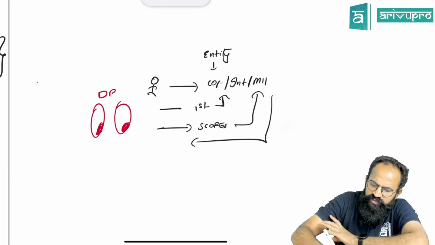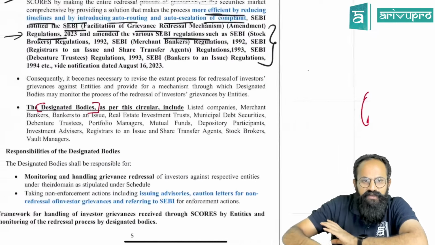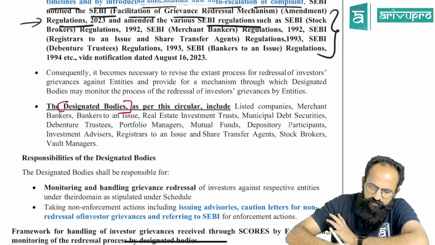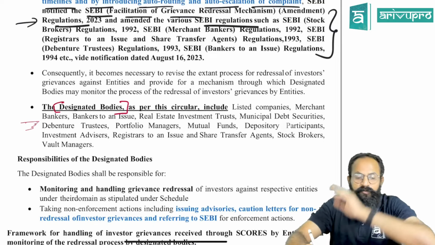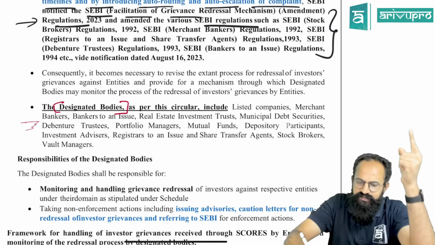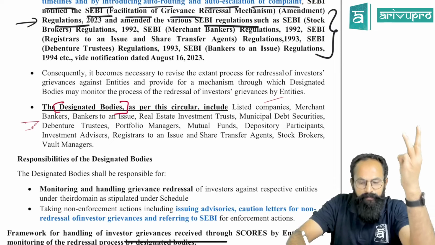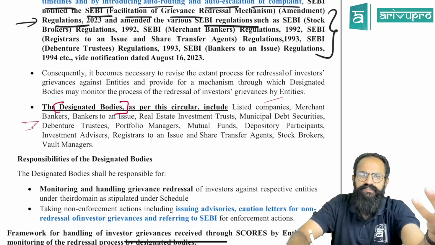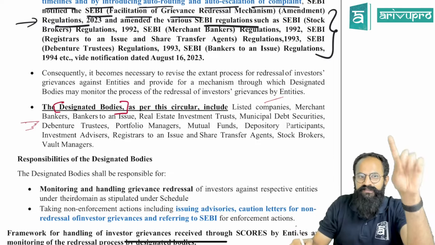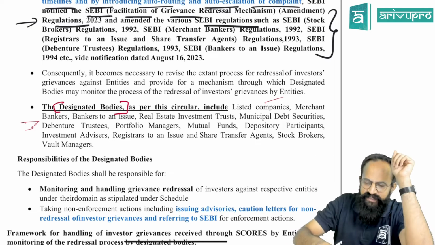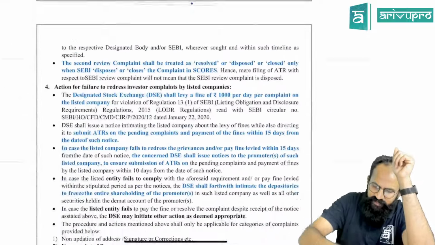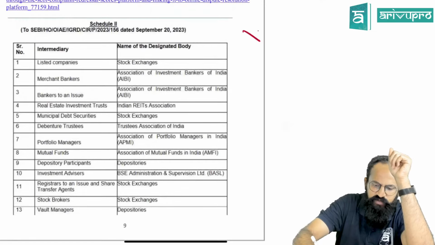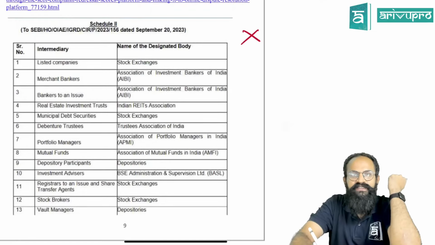Now who are these designated bodies? In your amendment sheet, they have not defined the designated bodies properly. They have given here, if you see, the designated bodies as per this circular include listed companies, merchant bankers, bankers to issue, REIT, municipal debt securities, debenture trustees. They are telling you all these people are designated bodies. They are not designated bodies. In fact, I have given you an extra amendment table. This is not there for your syllabus. Now these people are the designated bodies.